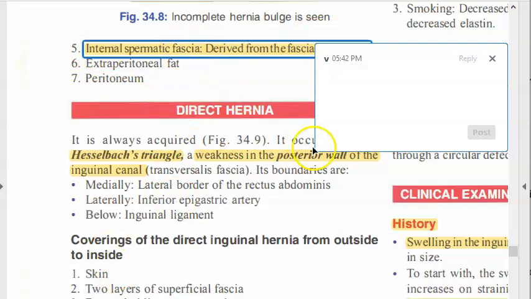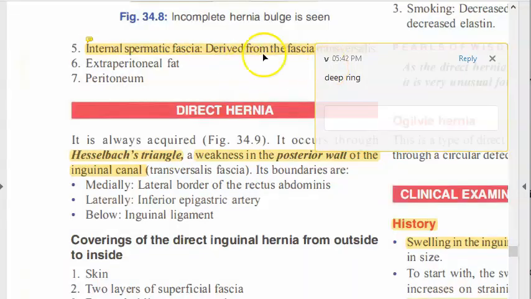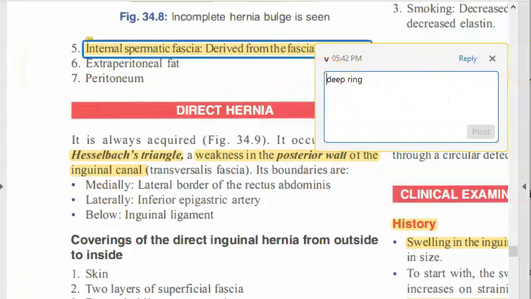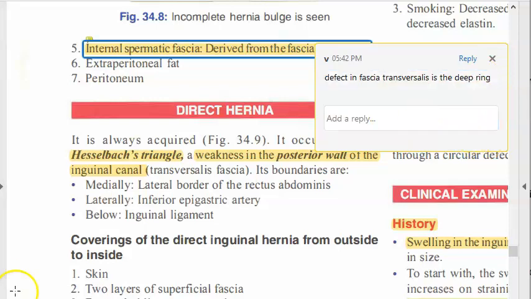So this internal spermatic fascia only will have the deep ring, isn't it? The defect in that only will be the deep ring. Defect in what? Defect in the fascia transversalis. Defect in fascia transversalis is the deep ring. Okay. Did you understand, guys?